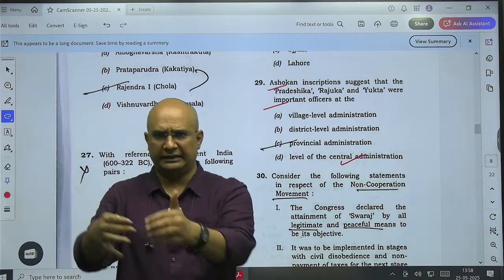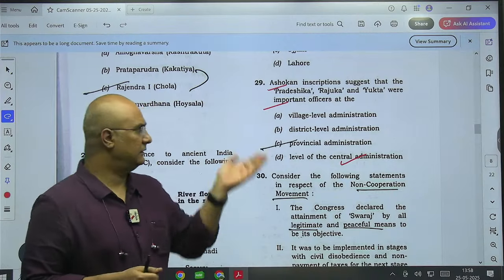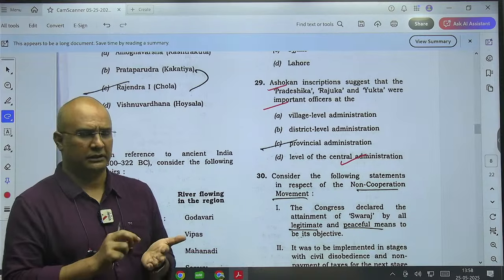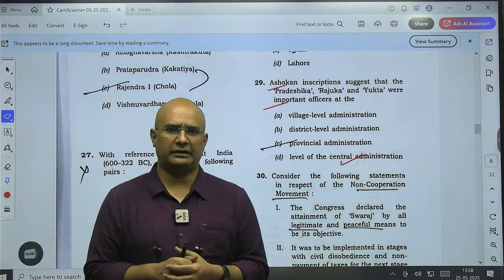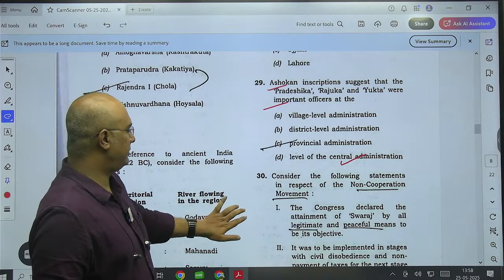Pradesha means an area. So Pradeshika is a person who is looking over that area. And Rajuka and Yukta, these people were also looking into some kind of revenue accounts and maintenance of law and order in that area. So the answer is again straightforward. B will be the answer for the 29th question.